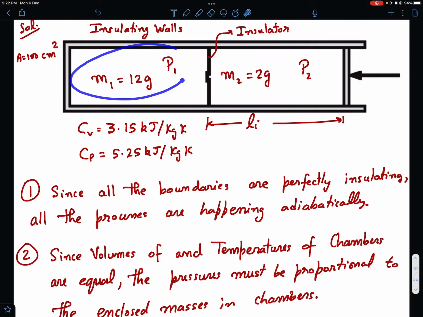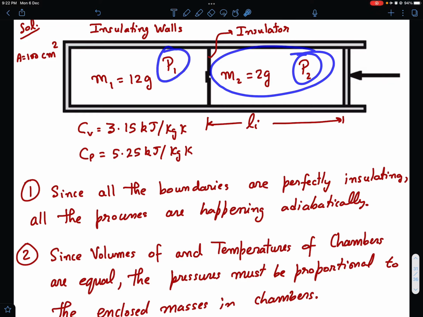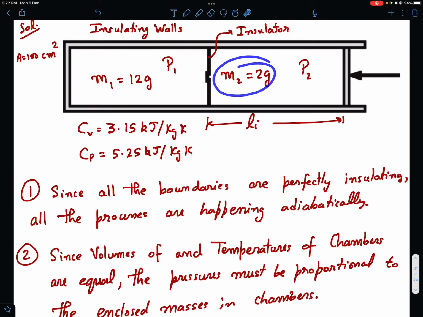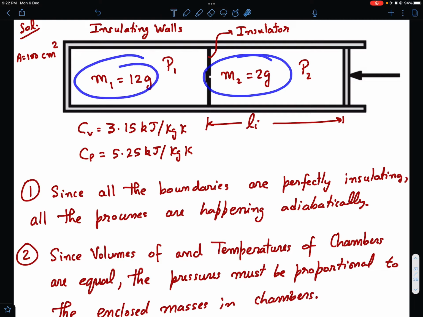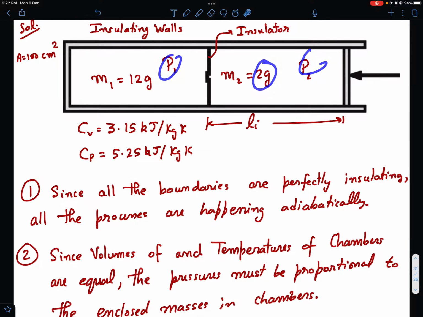See, mass over here is lesser than mass over here, and temperature here is same as temperature over here. So that means what? The pressures will be directly proportional to the masses. So this is 2 grams, volumes are same, temperature are same, so pressures are directly proportional to number of moles, and since it's helium on both sides, P1 and P2 must be in the ratio of 12 is to 2.